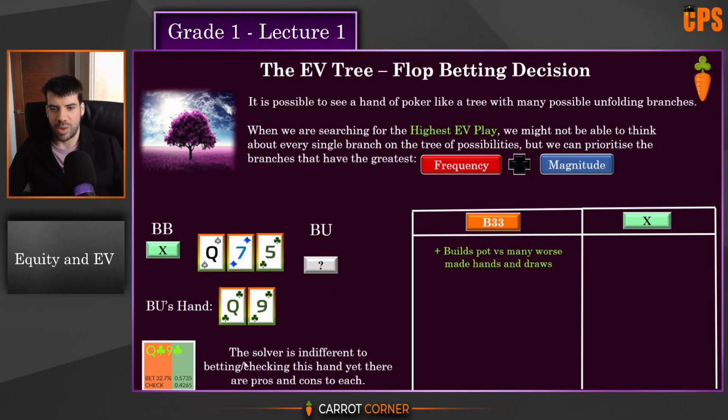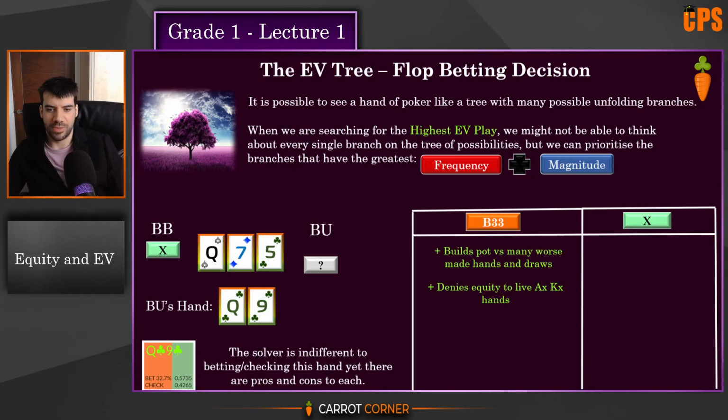For example, when we bet, our brain might attach itself right away to the branches of the tree where we get to build the pot versus many worse made hands and draws. Do you ever find yourself imagining that your opponent has a 7, pocket 8s, pocket 6s, 5x, ace jack of diamonds, or perhaps 6-8 suited, and then wanting to bet because of those hands? That's a natural inclination, but if you stop there, of course, you're only focusing on one area of the tree at a time. That's a very crooked outlook.